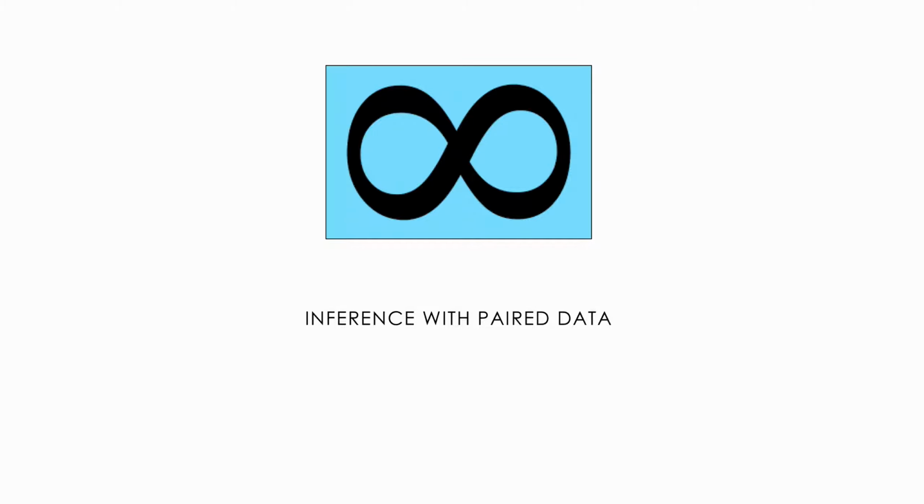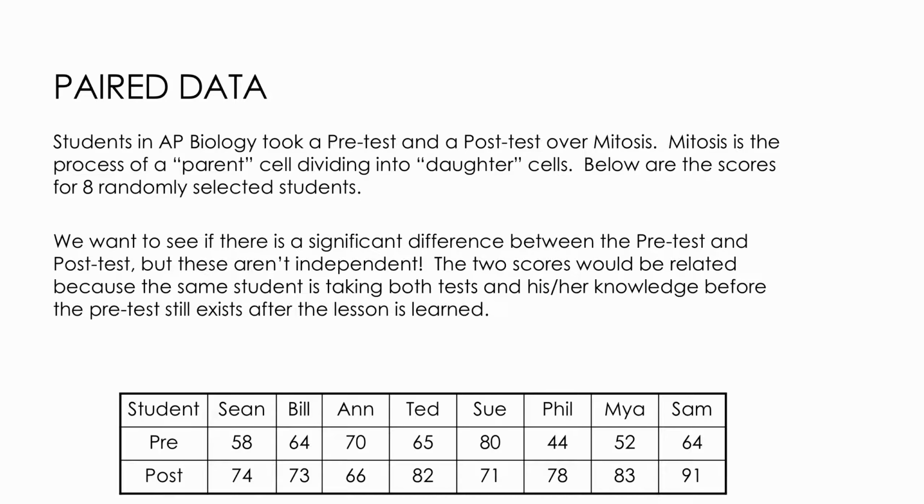In our very last video, we are going to look at inference with paired data. So students in AP Biology took a pretest and post-test over mitosis. Mitosis is the process of a parent cell dividing into daughter cells. Have a little science with your math. Below are the scores for 8 randomly selected students.